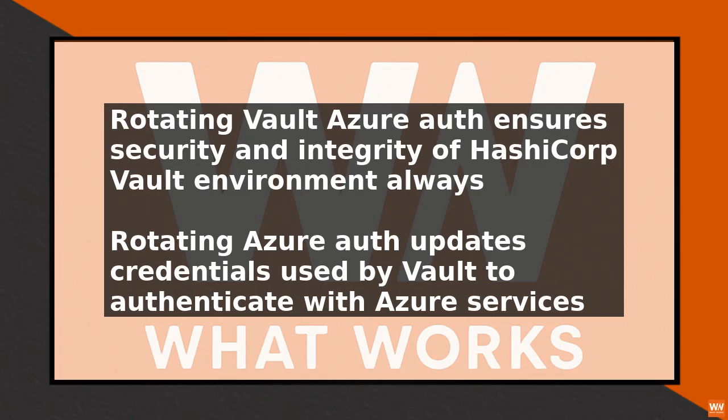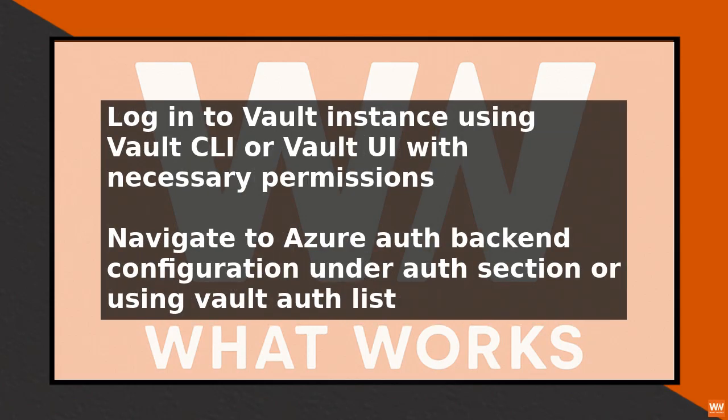To begin, log into your Vault instance using the Vault CLI or the Vault UI. Ensure you have the necessary permissions to perform this operation. Next, navigate to the Azure Auth backend configuration. This is typically found under the Auth section in the Vault UI or by using the Vault Auth list command in the CLI. Identify the Azure Auth mount path and the current client ID and client secret being used. Take note of these values as you will need them later.